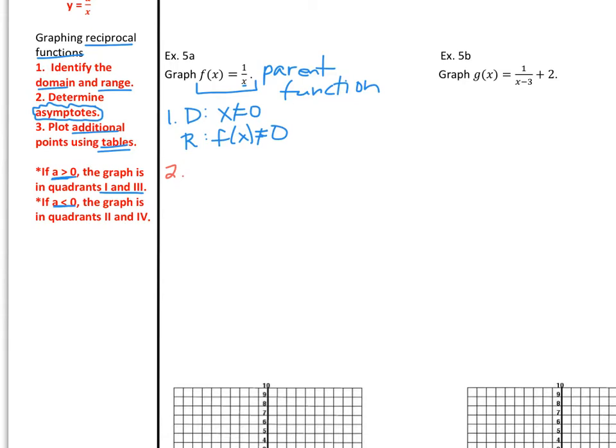Since we have x can't equal 0 in our domain, we're going to say for our vertical asymptote that x equals 0, and that's going to be a vertical line. Since the output, the range, also can't equal 0, that's going to be the horizontal asymptote. And I'll show you that in just a minute. And we'll say y equals 0. So we're going to graph both of these vertical and horizontal lines with dashed segments.